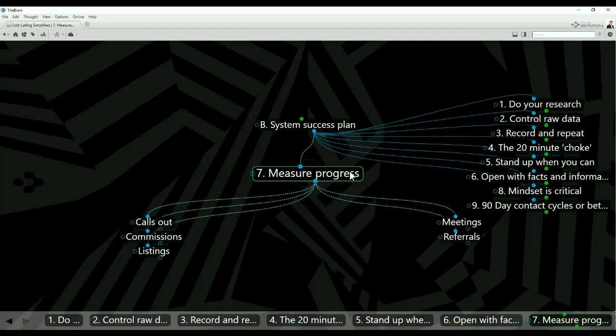Measure progress. Record your efforts and track and measure progress. A big part of call momentum is in knowing what you're doing and how you are progressing. There will be limits as to how many calls you can make in 2 or 3 hours a day, and some conversations will be reasonably long. But your conversions to meetings should be escalating as your conversational strength, your skills improve. That's why you should measure your progress. Calls out, commissions, listings, meetings, and referrals. They all mean something. Let's go to point number 8.